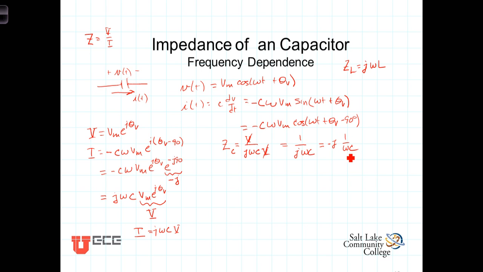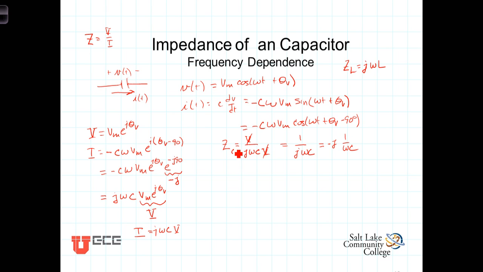When the frequency is small, the impedance of the capacitor is large. And in fact, at DC, when omega equals 0, the capacitor has an infinite impedance. It is effectively an open circuit. As the frequency gets larger and larger, a larger and larger number in the denominator makes the impedance of the capacitor get smaller and smaller, and in the limit as omega goes to infinity, the impedance of the capacitor goes to 0. At high frequencies, the capacitor is approximated by a short circuit.